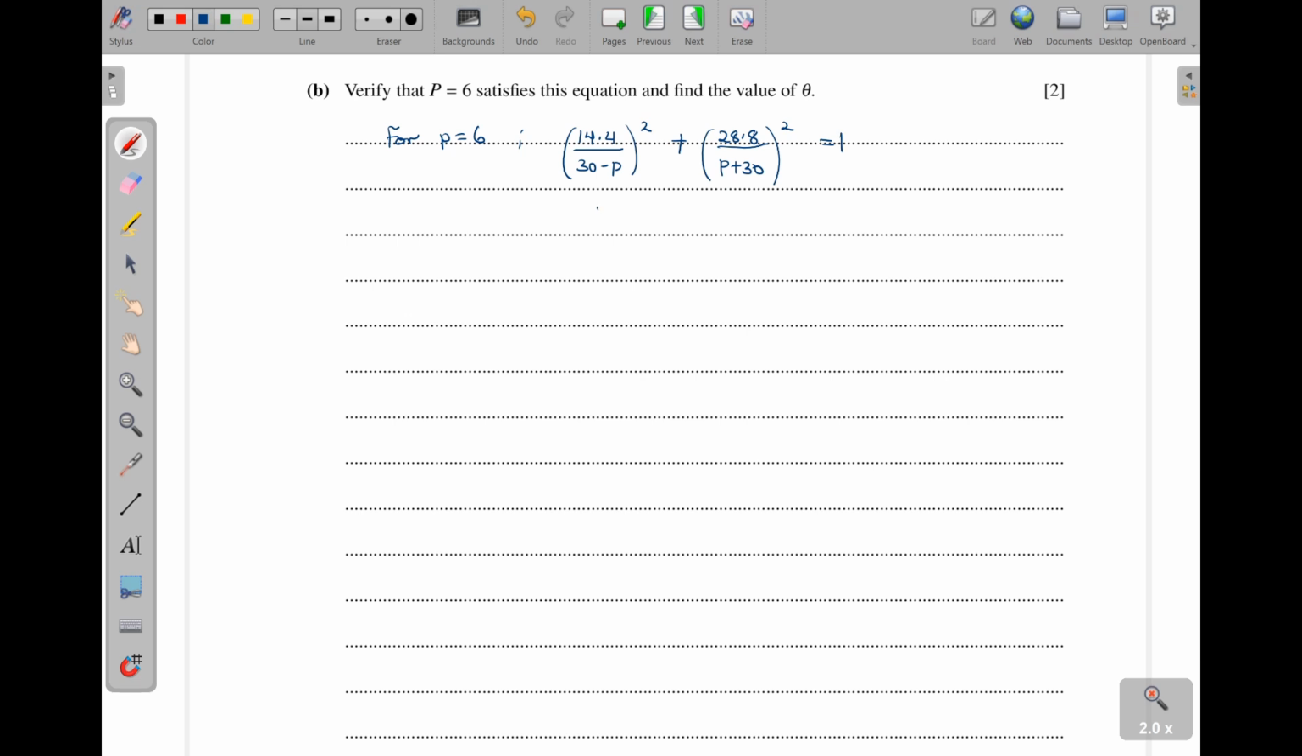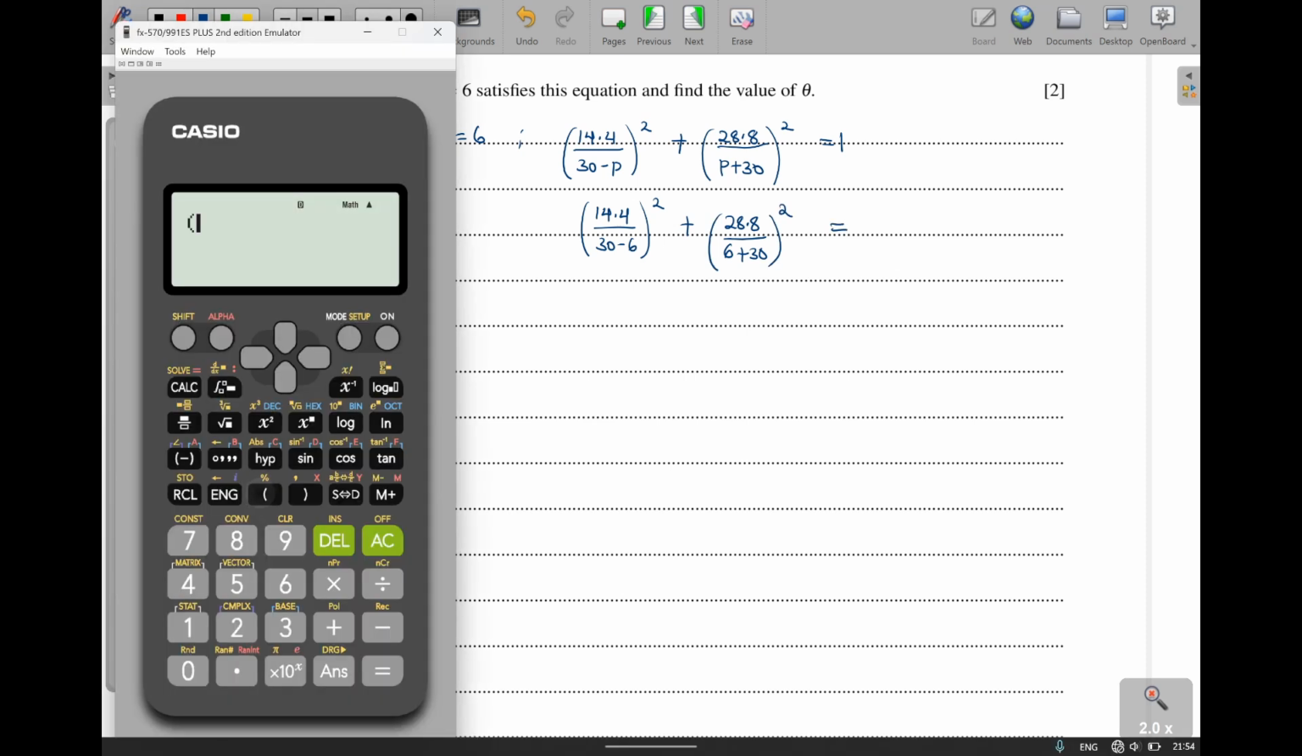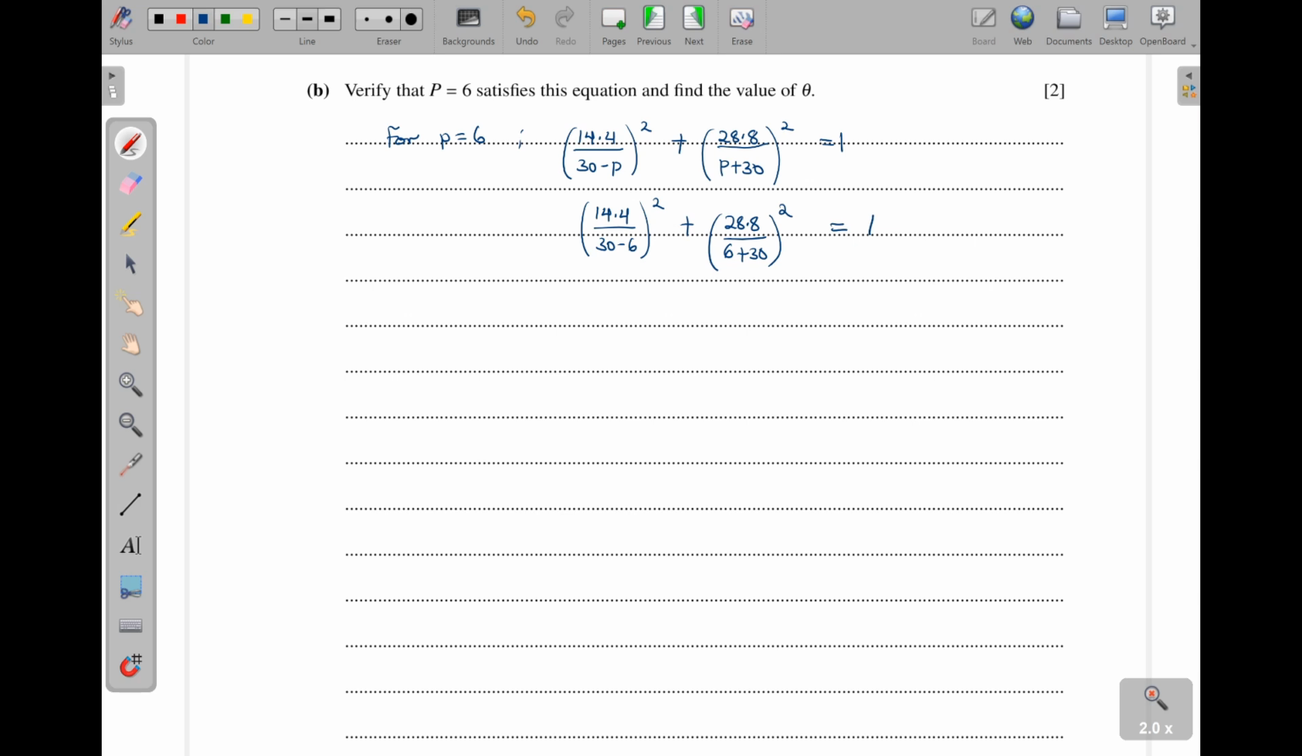So for p equal to 6, I will substitute here 14.4 out of 30 minus 6, I square. You just need to substitute here. And then you see, does it give us the 1? So 6 plus 30. Does it give us 1? Let's check and see. So I will put 14.4 out of 30 minus 6, then squared, then plus, I can put 28.8 divided by the 30 plus 6, which is 36, right? Then squared. It actually gives us 1. So therefore, it satisfies.